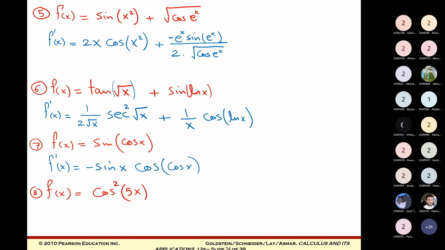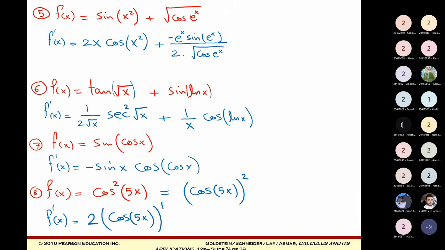Okay. Last one, this is cosine 5x all to the power 2. So we have the brackets to the power. So the derivative of f of x: put the power, keep the same thing inside the brackets, new power equals 1.